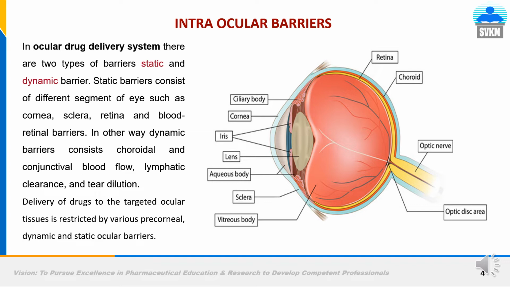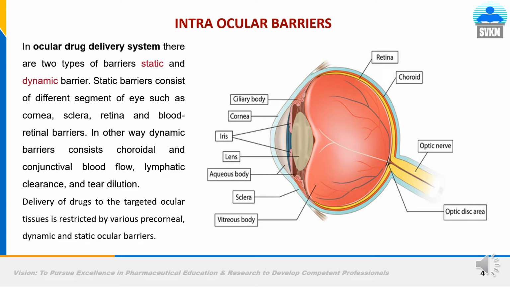Now specifically talking about ocular drug delivery system barriers, there are two types of barriers. One is static and other is dynamic. Static means stationary, fixed ones. Dynamic means it keeps on changing. So static barriers consist of different segments of the eyes like cornea, sclera, retina, blood retinal barriers. And the dynamic barriers include choroidal and conjunctival blood flow, lymphatic clearance, and the tear dilution.